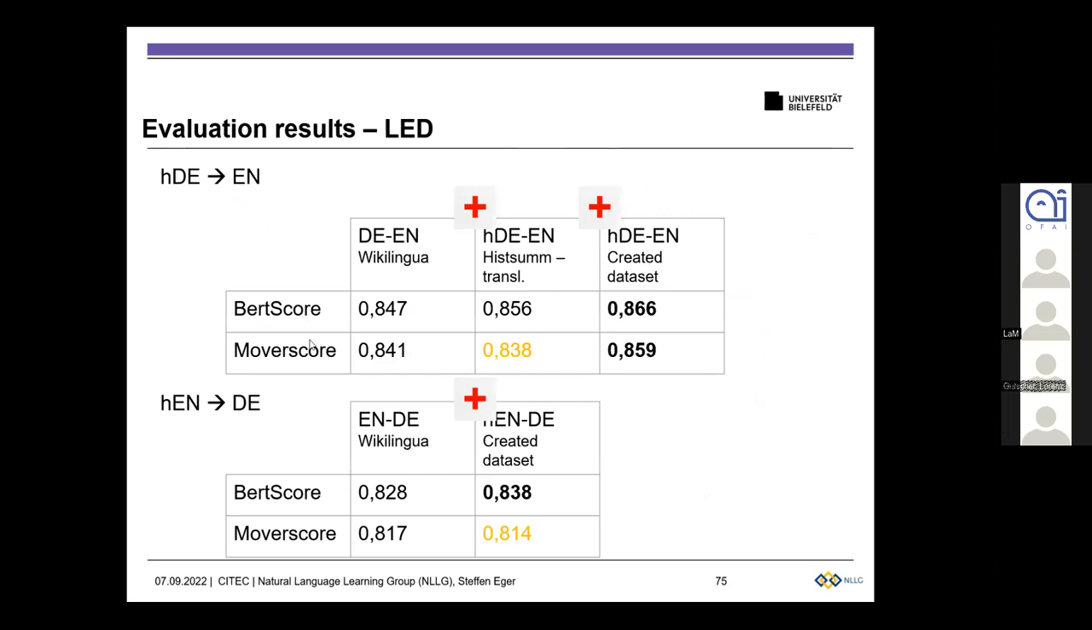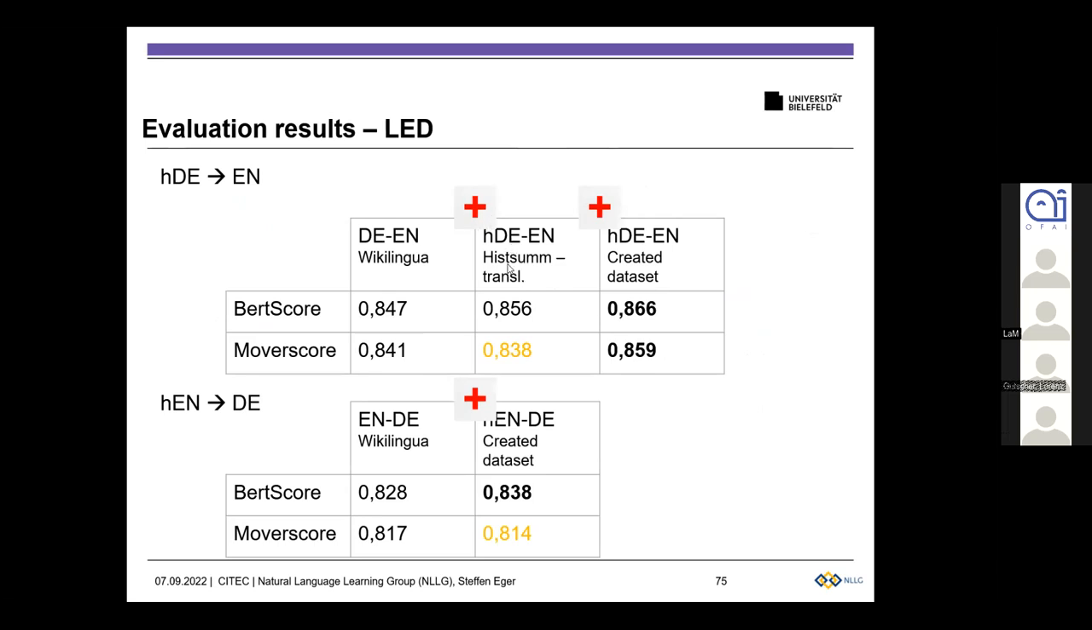We only have automatic evaluation, and we use those two evaluation metrics that I briefly mentioned before, BERTScore and MoverScore. First, we only train our models on German to English summarization from Wikilingua. We see that our metrics say, okay, now the model performs with a quality of 0.847, whatever that means. Higher is better in any case, so it performs decently, let's say.